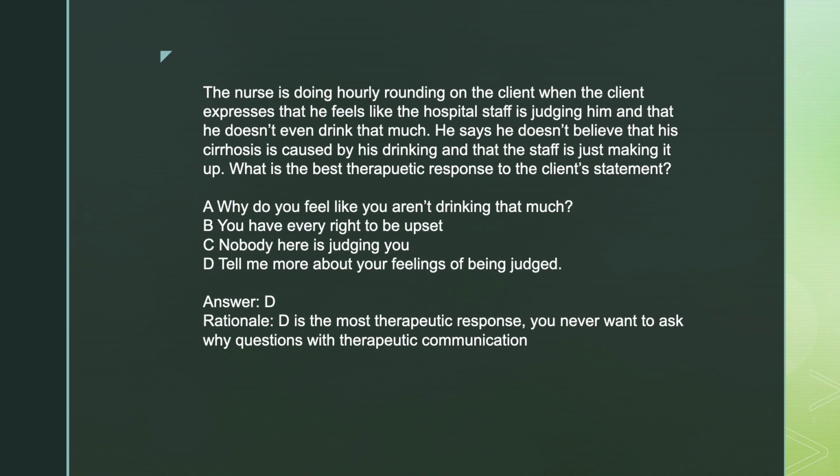So the answer here is going to be D, and D is the most therapeutic response, and you never want to ask why questions when dealing with therapeutic communication.